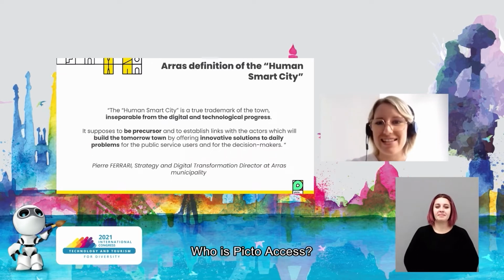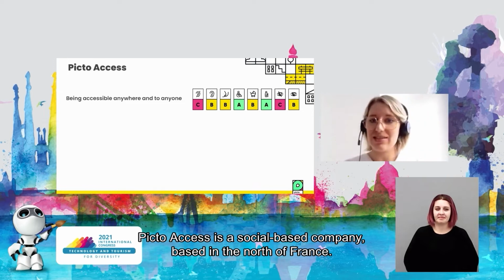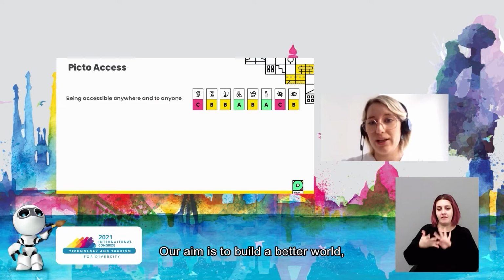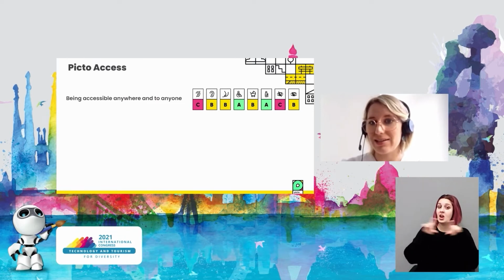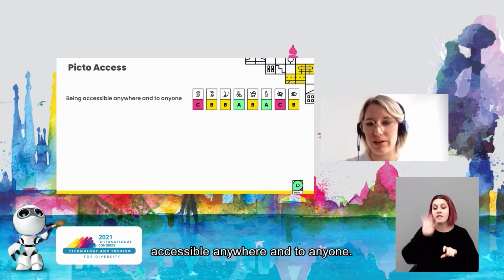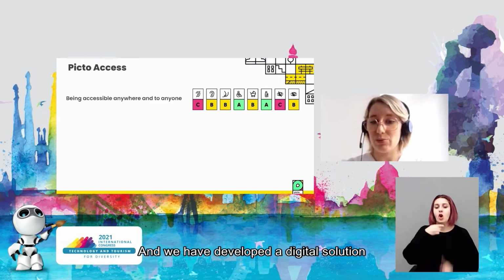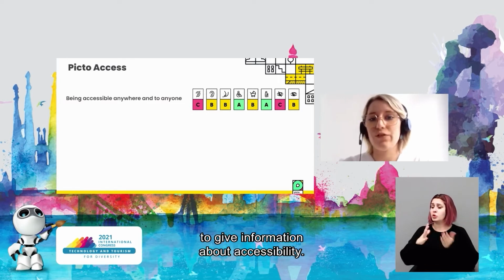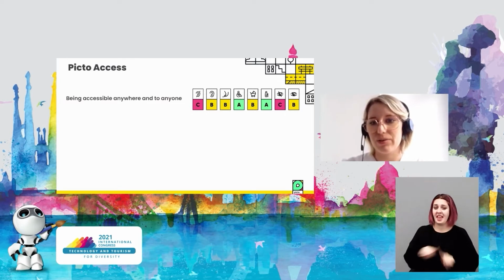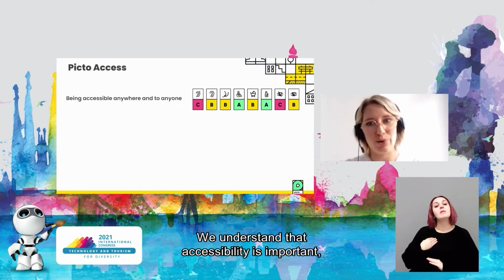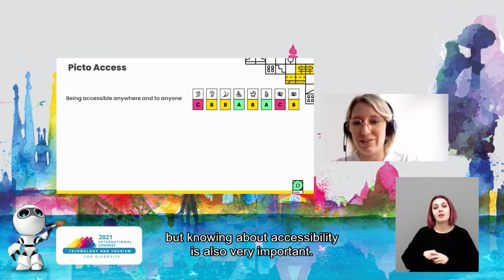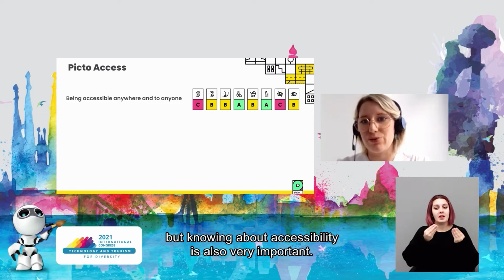But who is Picto Access? Picto Access is a social-based company based in the north of France. Our aim is to build a better world, accessible anywhere and to anyone. And what we did, we developed a digital solution to give information about accessibility. We know that accessibility is important, but knowing about the accessibility is also very important.